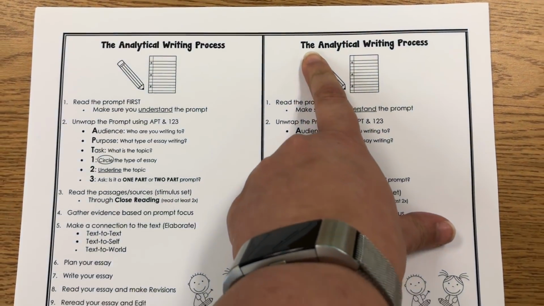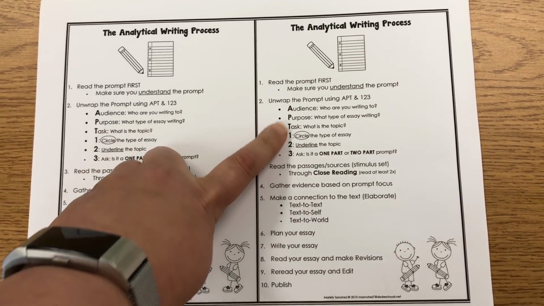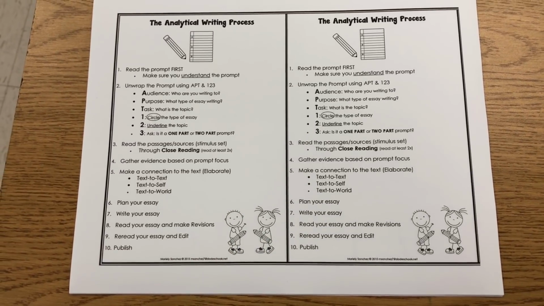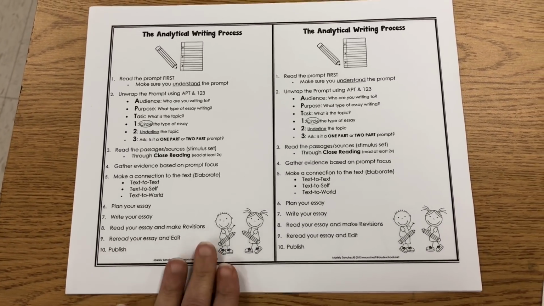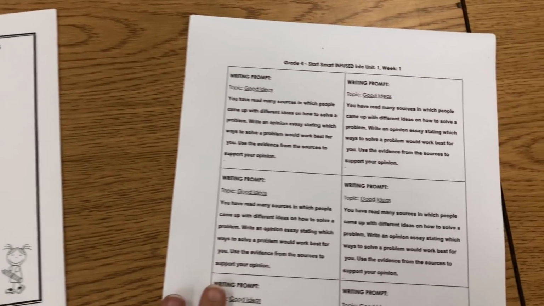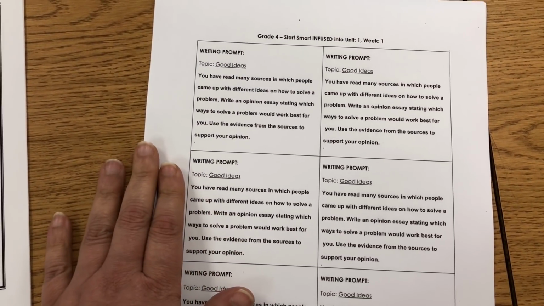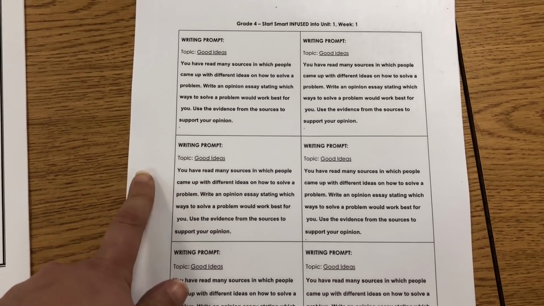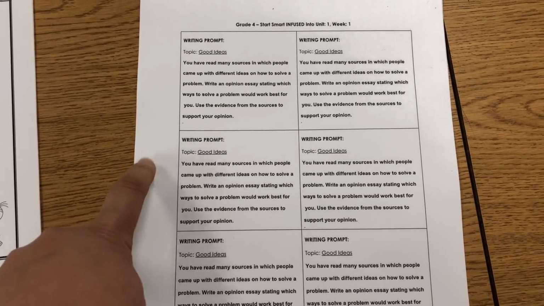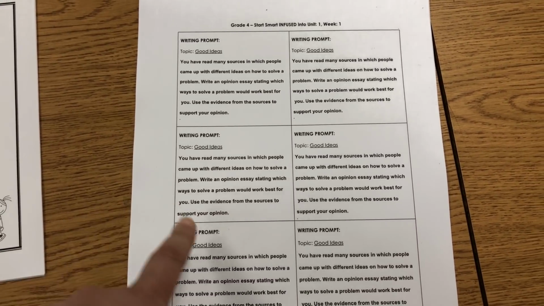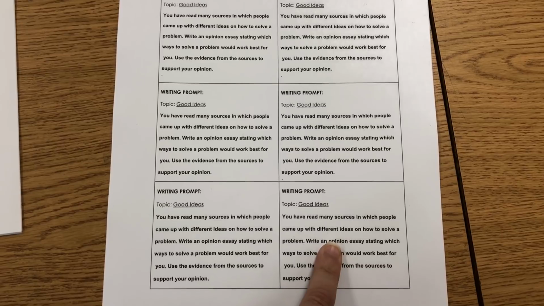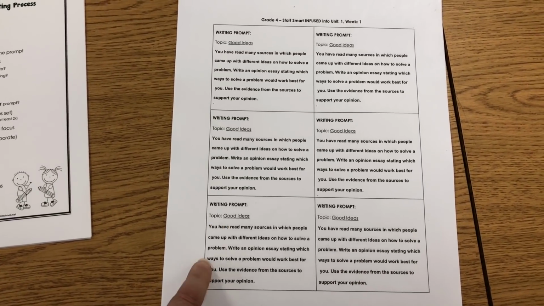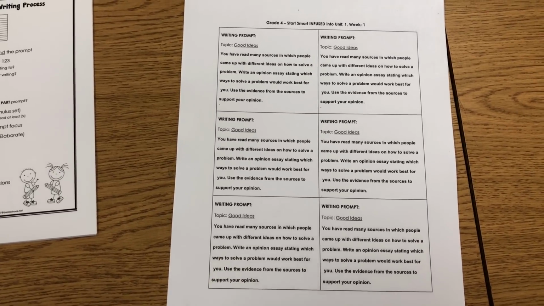So this is the analytical writing process, and it goes step by step, and APT 1, 2, 3 is in there along with all the other steps that are involved with how we do analytical writing in our classroom. And this is the writing prompt that we're going to tape into our notebooks so that we can unwrap it and start gathering evidence for it as we read our sources in Wonders, so that we can then create a plan for writing that will lead us to create an essay. And this one happens to be an opinion essay. Let me show you how I was able to introduce the students to this prompt earlier this week and how I showed them how to unwrap it.